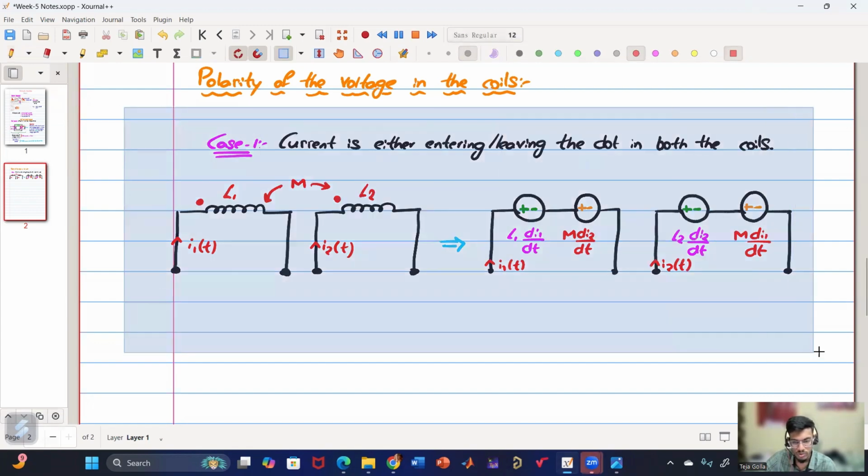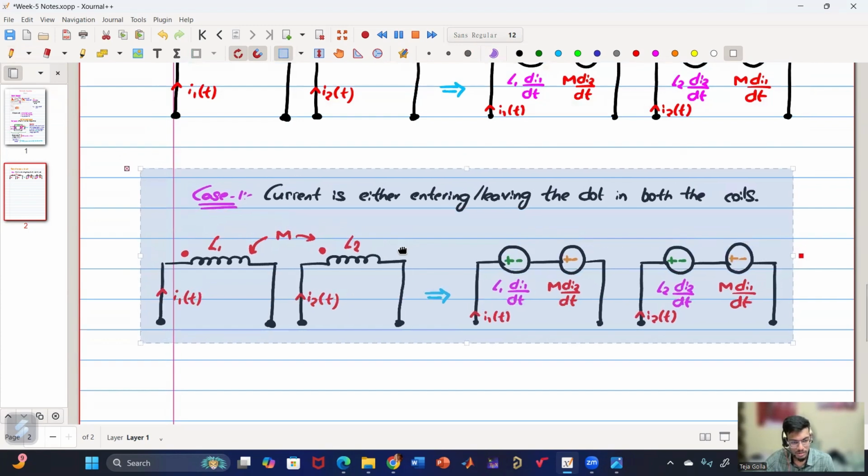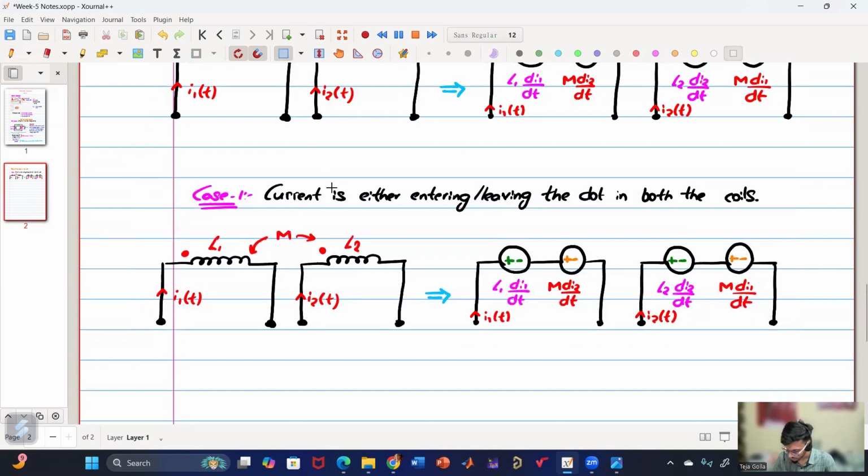Now for case 2, it becomes simpler. It will be just a little bit different. So I'm copying, I'll just modify. This will be my case 2. Current is entering the dot in one coil and leaving the dot in another coil.